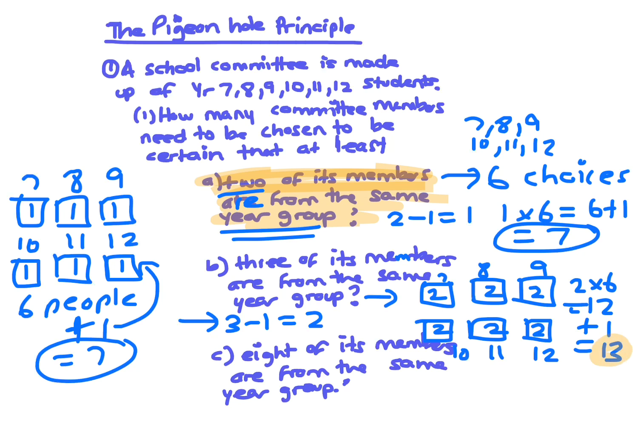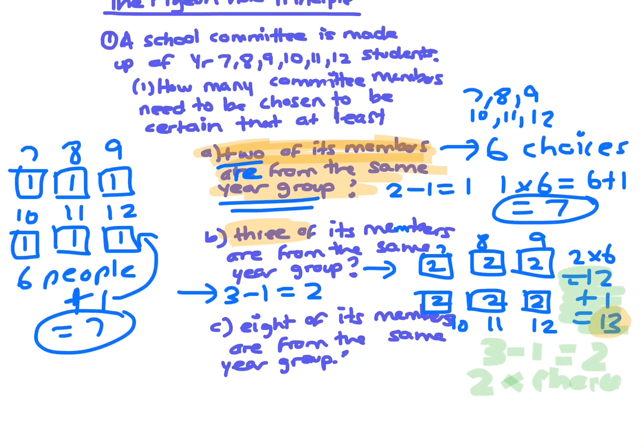So can you see that as a method? Whatever it is, if you want at least 3, you take away the extra 1 from the 3 and you get 2, and then you do 2 times what your choices is and then add 1 more back on again. So you take the 1 away and then you multiply by your choices and add it on again.